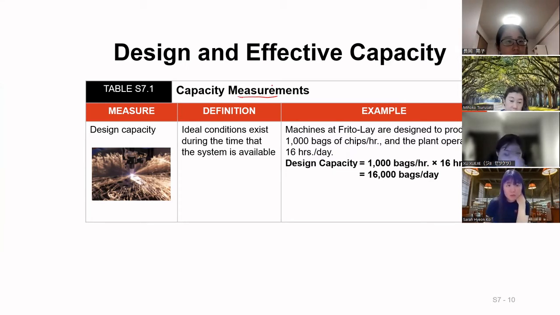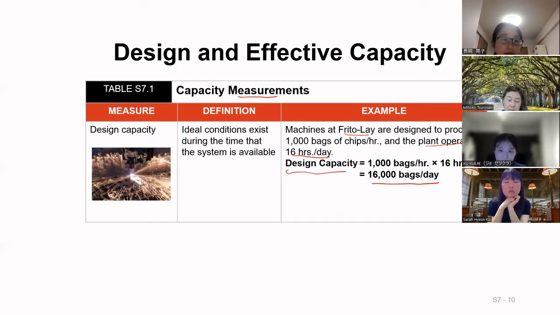How do we measure? We need to have some units to measure. So design capacity, ideal conditions exist during the time that the system is ideal. Ideal means perfect, no mistakes. So machines at Frito-Lay that make chips, potato chips, are designed to produce 1,000 bags of chips per hour, and the plant operates 16 hours per day. So theoretically, the design capacity is 16,000 bags a day.